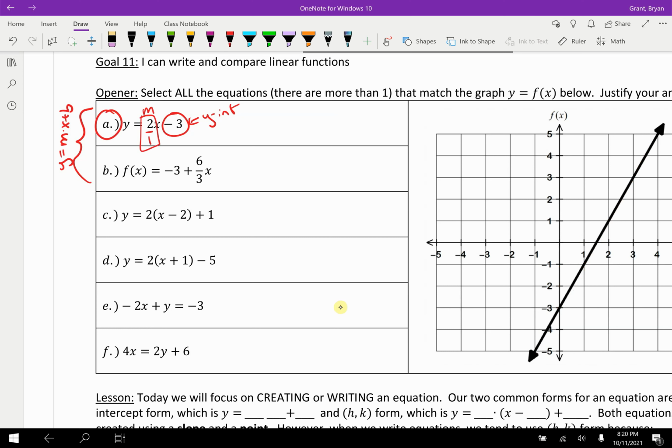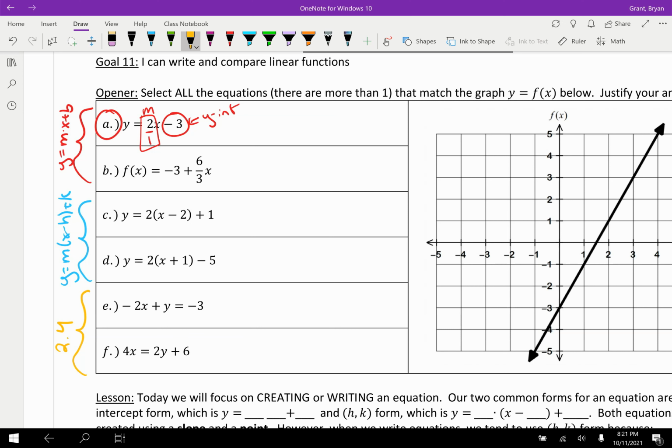Now the problem is that there could be more than one equation, and so your goal is you're going to have to look through and try and graph each one of these. Now, A and B are in slope-intercept form, and we did those earlier on. This was lesson 2.2 if you need to go back and review it. C and D are in HK form, m times x minus h plus k, and that was lesson 2.3. And then our last two, E and F, are not in either of those forms, and you might go back to lesson 2.4 to figure out how to graph those.